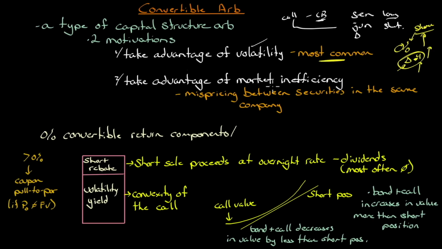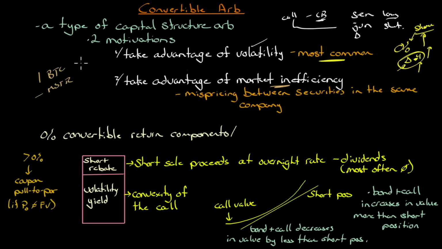Another motivation is to take advantage of market inefficiency. That is a mispricing between securities in the same company. It's hard to say that you have a mispricing in securities in the same company. What you can say is you have a mispricing between the equity and Bitcoin, that the value of the equity being 300 and at one point last week over 400 times the price of Bitcoin. You could say, well, that's an inefficiency, but that's a cross-asset ARB. That's not a capital structure ARB. That would be a long Bitcoin, short MicroStrategy trade. And you would short it on a volatility relative basis.